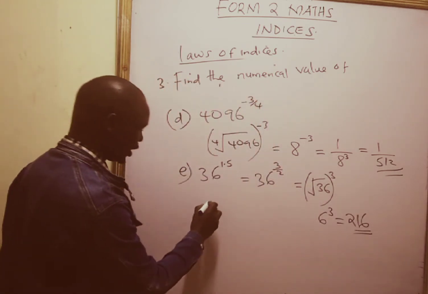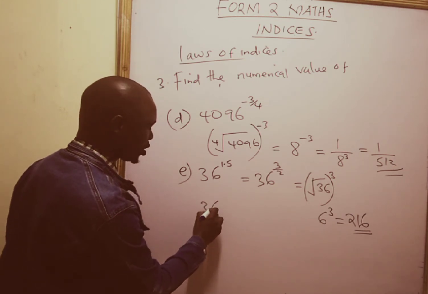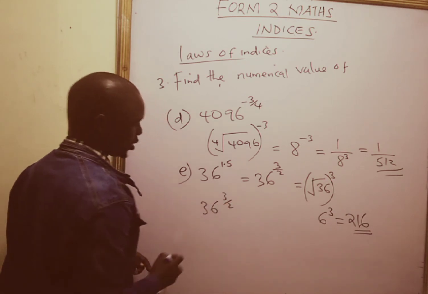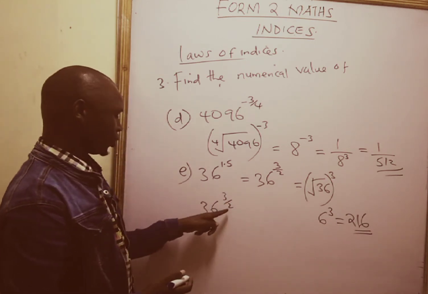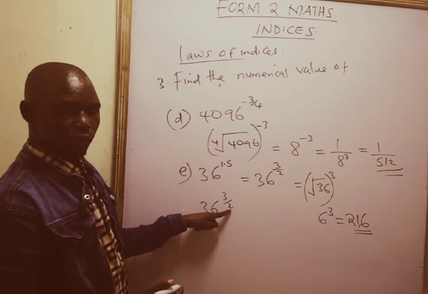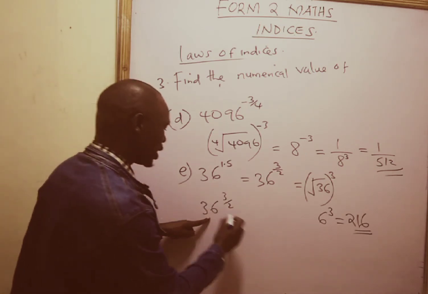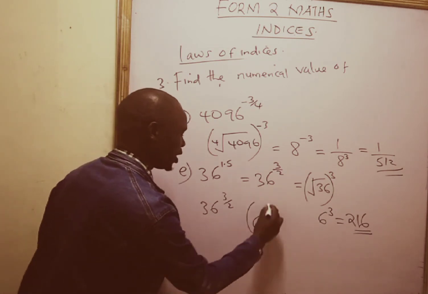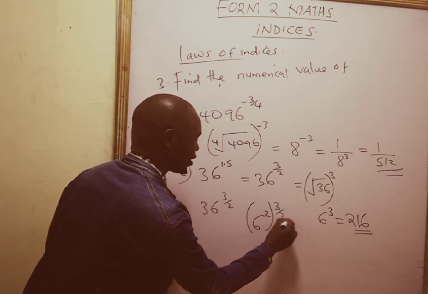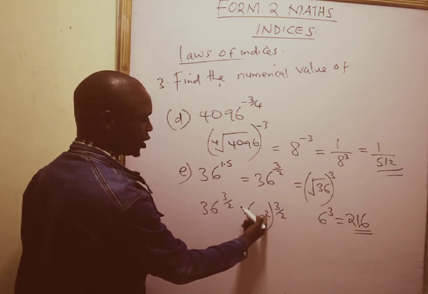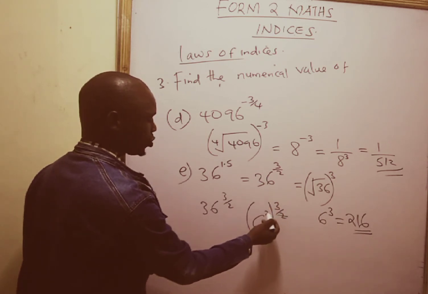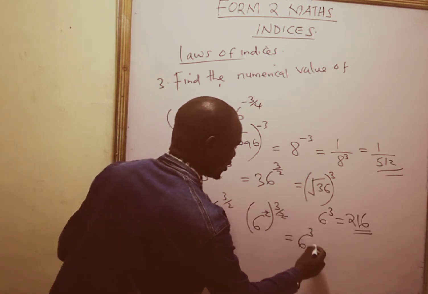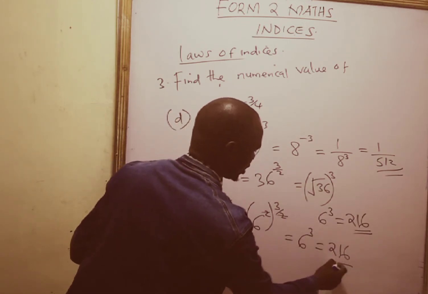Alternatively, you can say if we have 36 raised to 3 divided by 2, you ask yourself which number are you going to raise to the denominator so that you get 36. That number is going to be 6 raised by 2. 6 raised by 2 will give you 36, then everything you multiply by 3 divided by 2. Such that if you take 2, multiply by 3 divided by 2, 2 and 2 go, such that we are going to have 6 raised to power 3, and this one will give us 216.